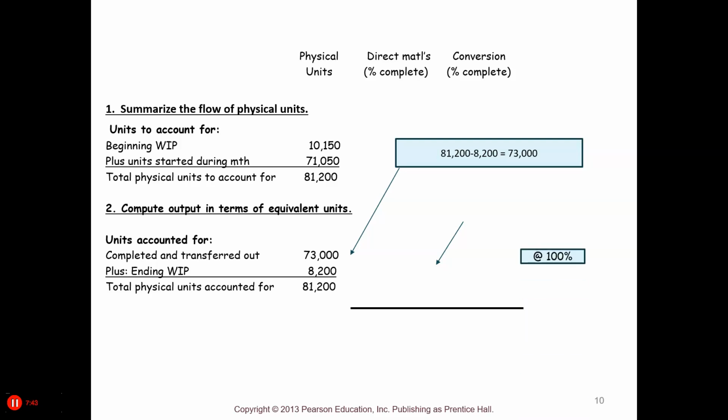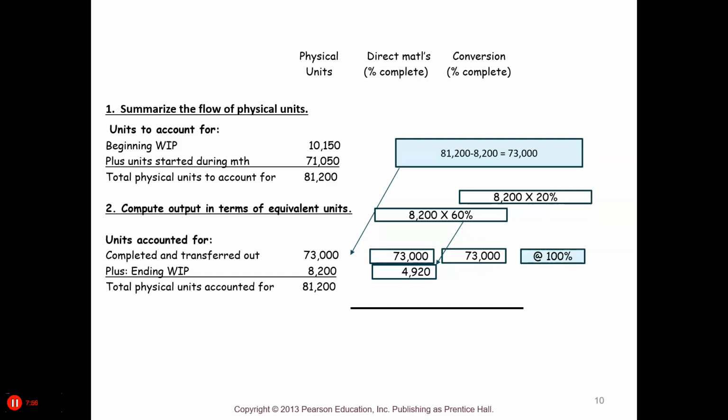Now we know that completed and transferred out are 100%. We know that our ending was partial for direct material, 60%, and for conversion, only 20%. Now we add those up, and now we have our equivalent units. So now we can go to our next step, which is to look at our cost, a total cost, and then come up with an amount per equivalent unit, and then we can allocate our cost between transferred out and ending WIP.